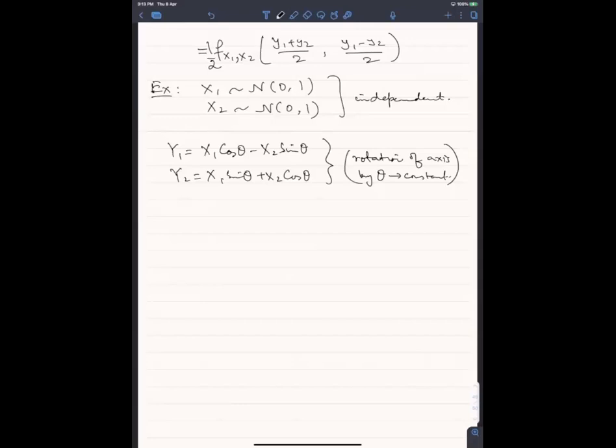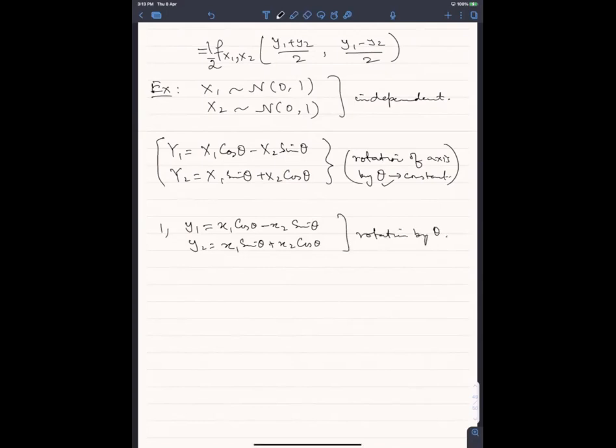ठीक है, सबसे पहले तो हम देखते हैं कि can I represent x1 and x2 in terms of y1 and y2? So इसको अगर solve करें आप x1 और x2 की शक्ल में, ठीक है. So one way of doing that is कि ये थीटा से रोटेशन आपने की है तो माइनस थीटा से रोटेशन वापस कर देते हैं. So I know that y1 is equal to x1 cos theta minus x2 sin theta and y2 is equal to x1 sin theta plus x2 cos theta. So this is rotation by theta.